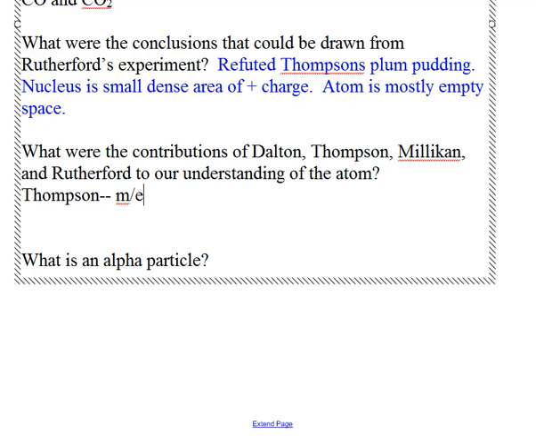Mass to charge ratio of the electron. Millikan used Thomson's mass to charge ratio to find the charge of an electron and then the mass. So that was the oil drop experiment. And Rutherford was the gold foil experiment explained before. An alpha particle is just a helium 2+ nucleus. It has a plus 2 charge. Okay.